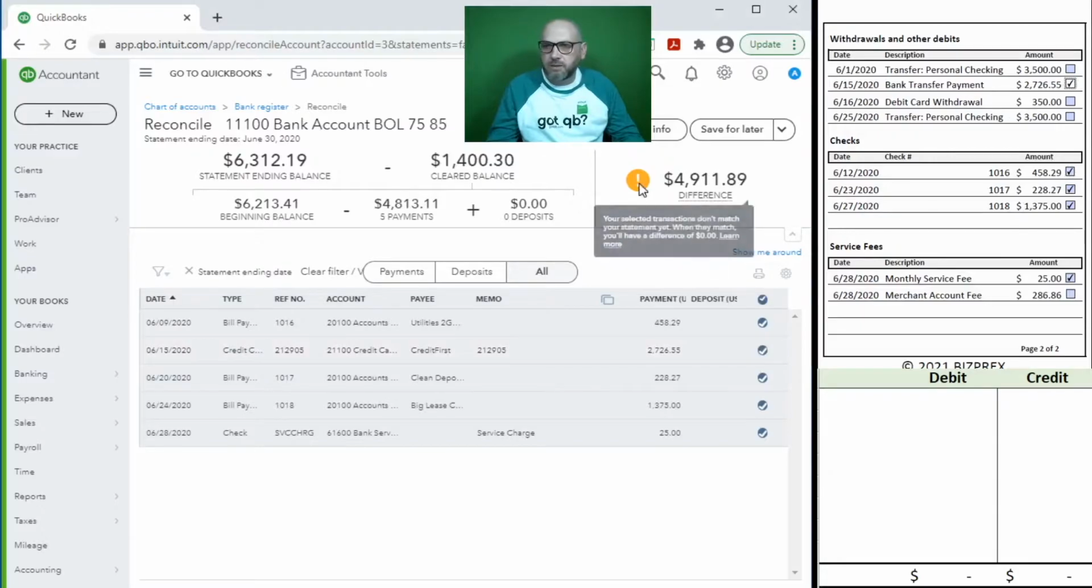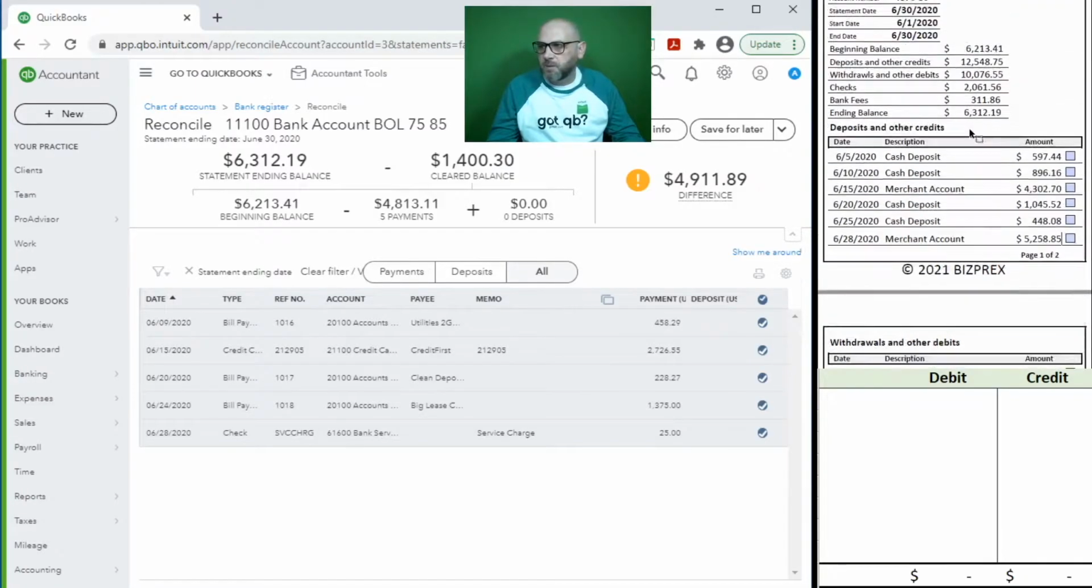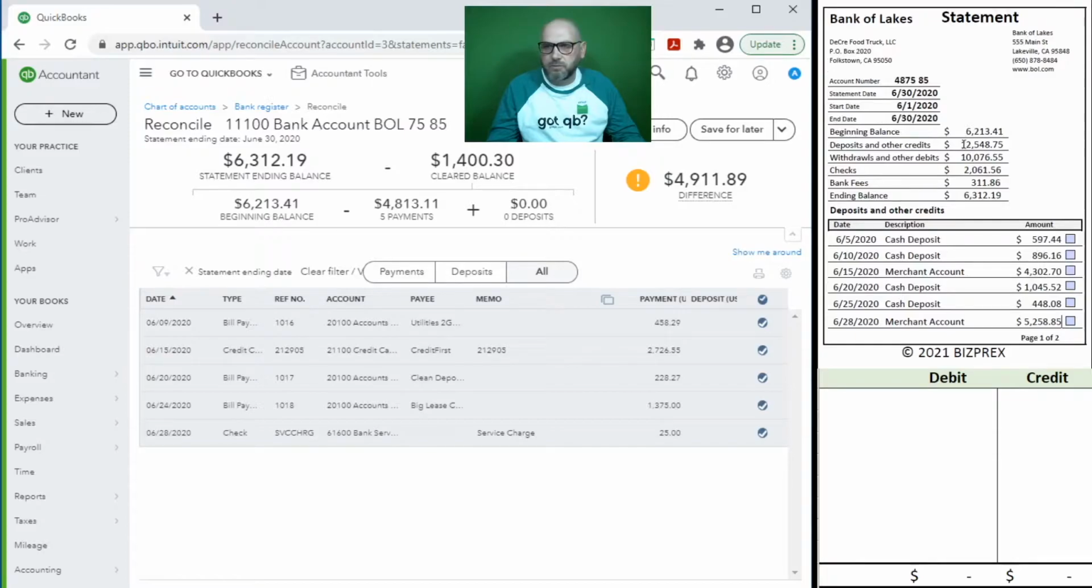Well, we're not in balance yet because we still have the merchant account fee to book. We still have some draws that we took the money out of the business, right? And then we have some deposits that we got to book. So let's get on it. It's pretty straightforward, but again, we make sure that we solidify our knowledge.